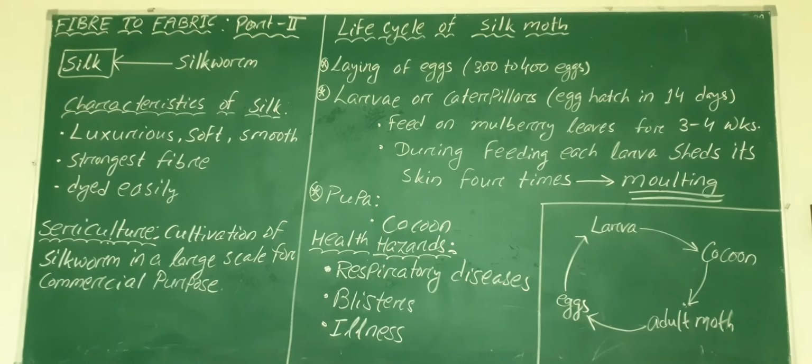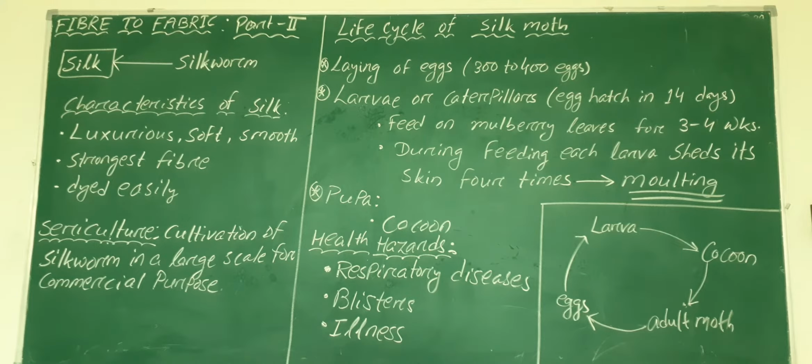So in the earlier video we have discussed fibers and two types of fiber. One is natural fiber, another one is artificial fiber, and natural fiber is divided into two categories: plant fiber and animal fiber. Plant fiber you have already learned in class 6, and artificial fiber you are going to learn in class 8, and in this class 7 we are discussing animal fibers.